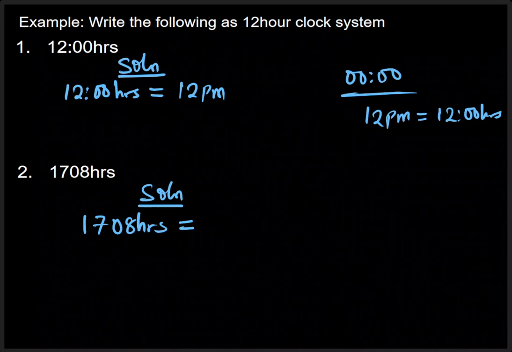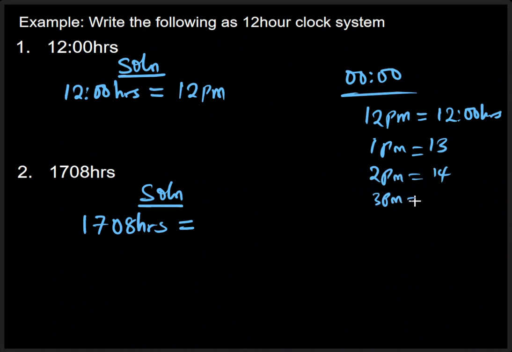17 is what? Now, once it crosses 11:59, from 12 hours, that means we are dealing with the afternoon, the evening and the night. All right. So, what do we have? 17. If we check, 12 p.m. is 12 hours, 1 p.m. is 13, 2 p.m. is 14, 3 p.m. is 15, and then 4 p.m. is 16, while 5 p.m. will be 17. So this will give us 5.